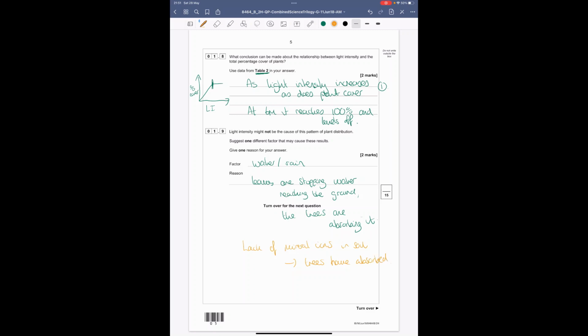Now, I think those two would be your go-to answers for this question, but you could also say that because there are so many leaves, the temperature isn't as high because it's blocking out the thermal energy, therefore there wouldn't be as many plants growing.